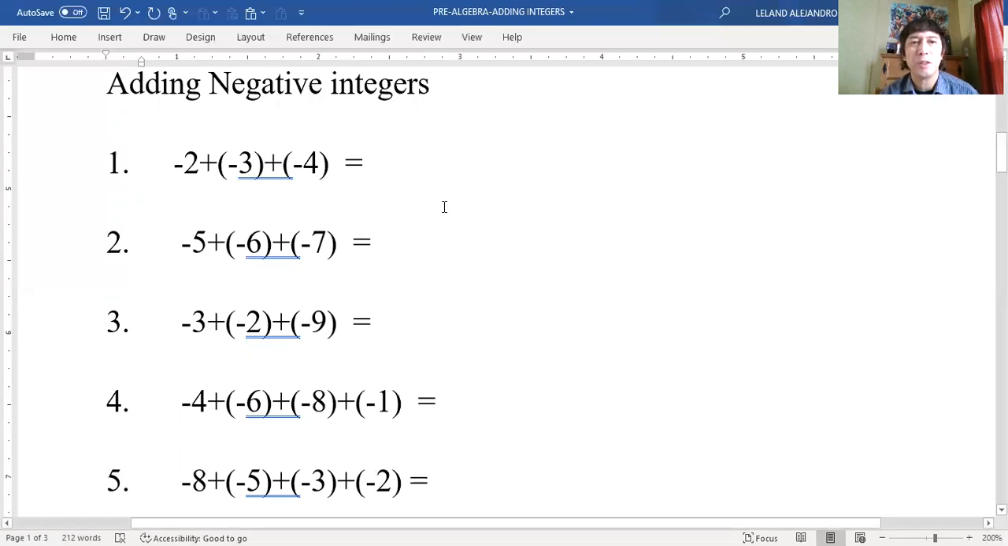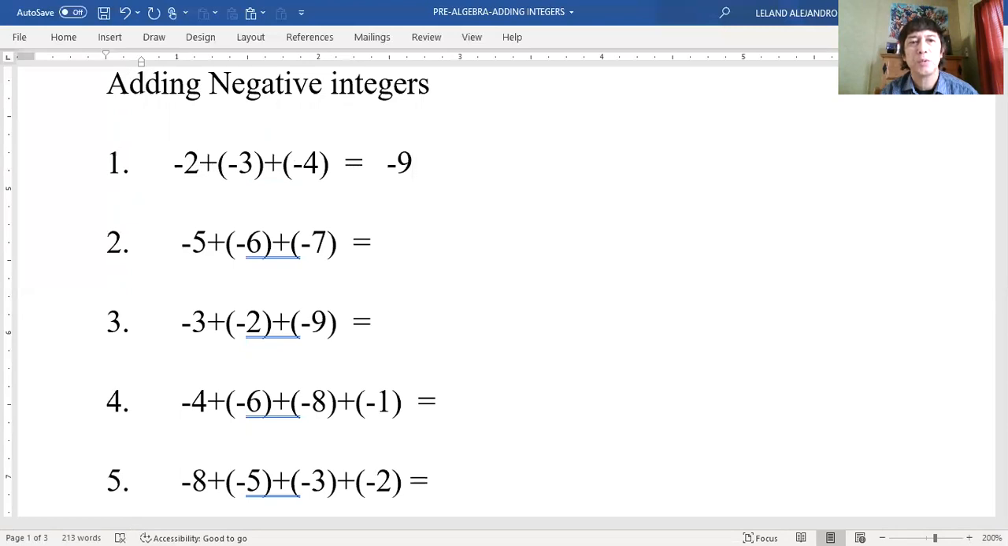So let's have number 1. Number 1, you can see negative 2 added to negative 3 added to negative 4. They are all negative numbers. So we will simply get the total and then prefix the negative sign. So negative 2 plus negative 3 is negative 5. Negative 5 plus negative 4, that should be negative 9. So this must be negative 9. So that's the way to have the sum of all negative integers.